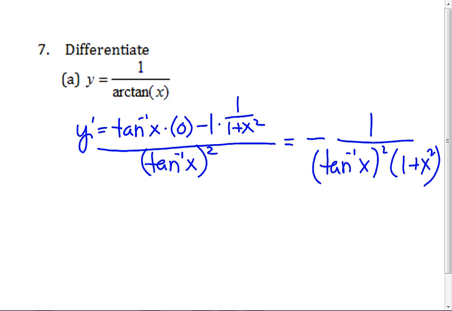How do I get that? If I multiply the numerator by 1 plus x squared, that will go away, and then I multiply the denominator by 1 plus x squared. See how that works? Because this is 0. So I put the negative in front. I could keep it in the numerator. Doesn't matter. Okay? What's our next one?